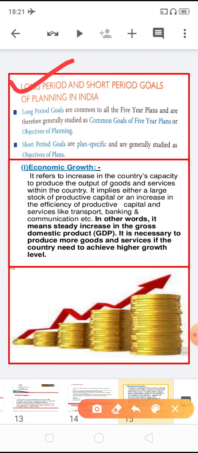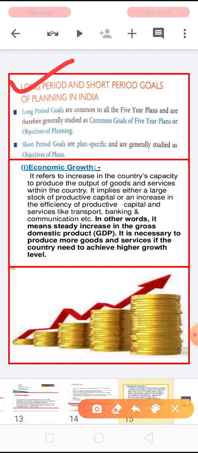So the 5 year plans have been concerned with the removal of the economic backwardness of the country and to make India a developed economy. Therefore, the 5 year plans have also taken care to ensure that the weaker sections of the population benefit from the economic progress of the country.